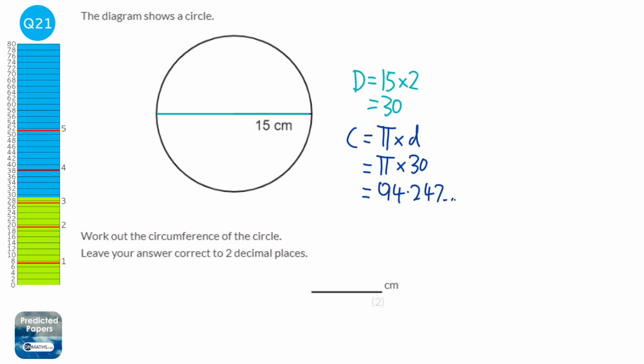And when you round that, you will get 94.25. We rounded it to 2 decimal places because that's what the question asked us to.